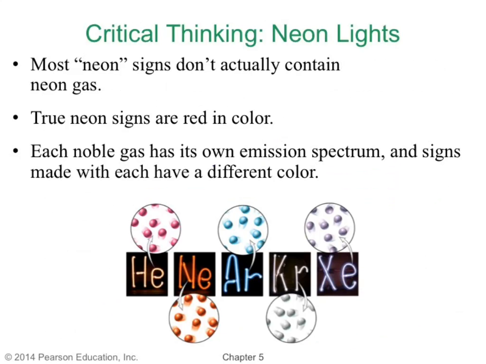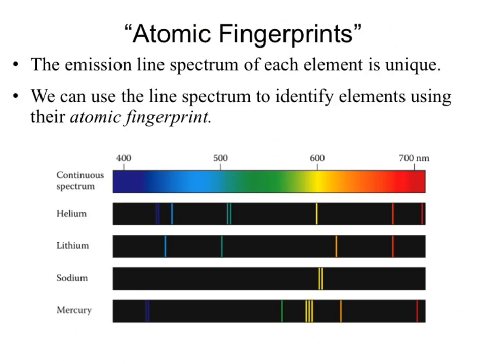Neon lights, they're colorful, they're pretty. There are your colors. So if you combine their spectrum together, you get that individual color coming out of it. I didn't see what it said on the slide. Atomic fingerprint. For each atom, they'll have their own atomic fingerprint. They'll have a different line spectrum associated with it.